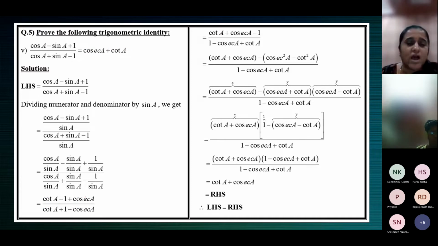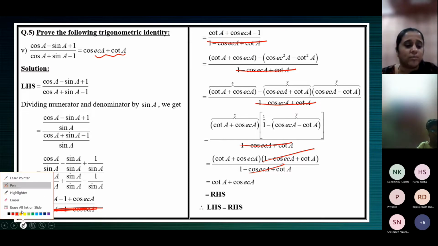Okay, so after this, I've told you, don't disturb the denominator. We have done one similar example earlier. Once you have converted all the ratios to what is in the RHS, cosecant and cot, don't change the denominator. Write it as it is. The denominator will come as it is till the end. Finally, it will get cancelled.